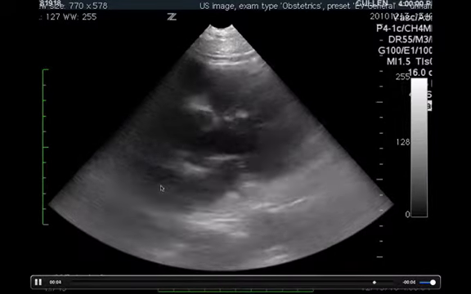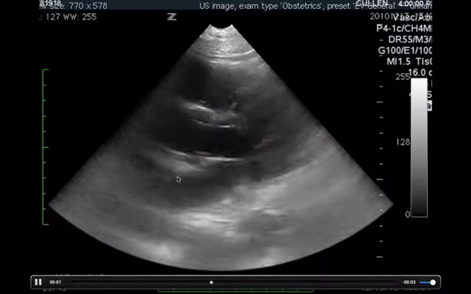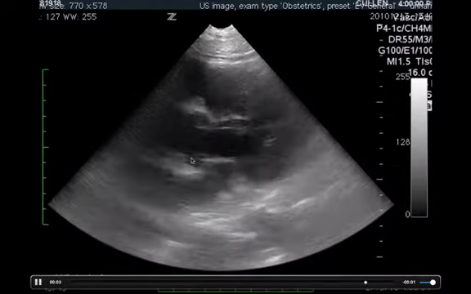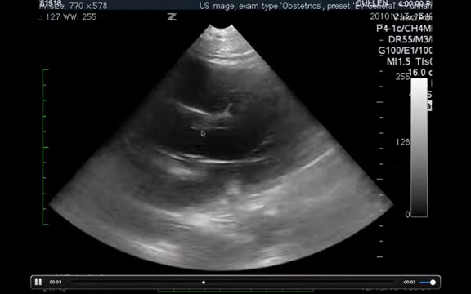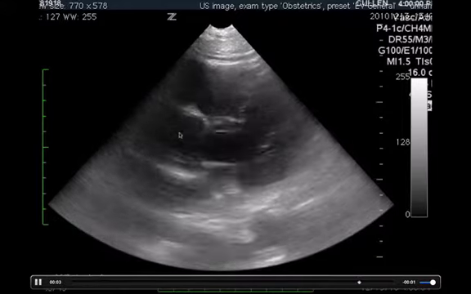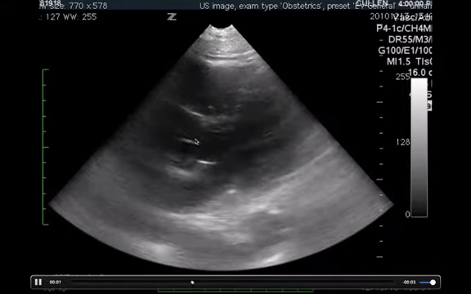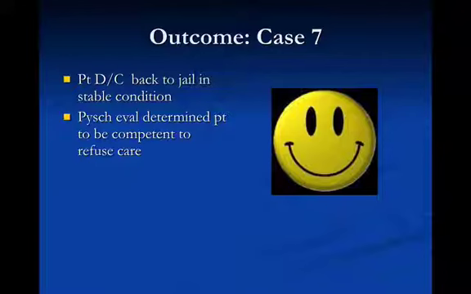And here is a parasternal long view of his aorta. He had a big aortic root. It was more than 4 centimeters, and you can kind of see that flap in there. So this guy, because he was a jail guy and he had a whole lot of tattoos, he seemed fine the entire time with his dissection. He went back to jail in stable condition because he refused all treatment.